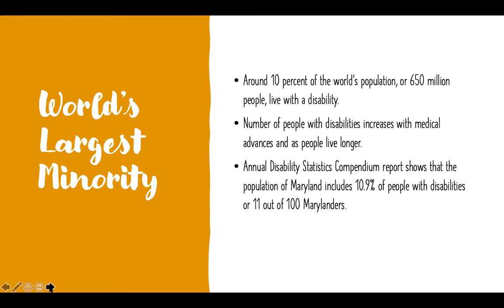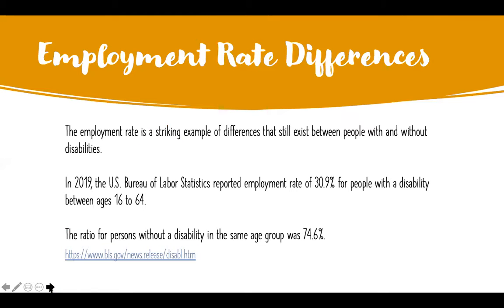Next slide, please. So there are some differences between people with and without disabilities that relate to functioning in society. I bring up the employment numbers because that is a very striking example of differences that still exist between people with and without disabilities. So, go through the numbers.